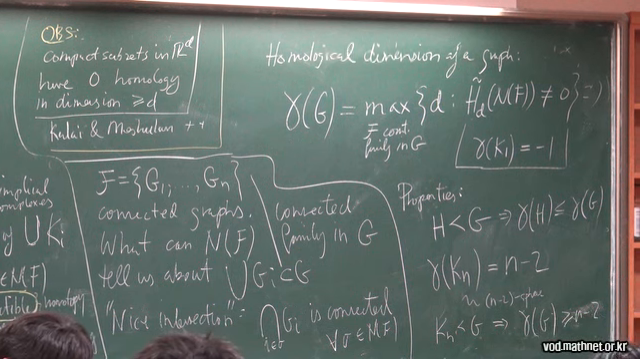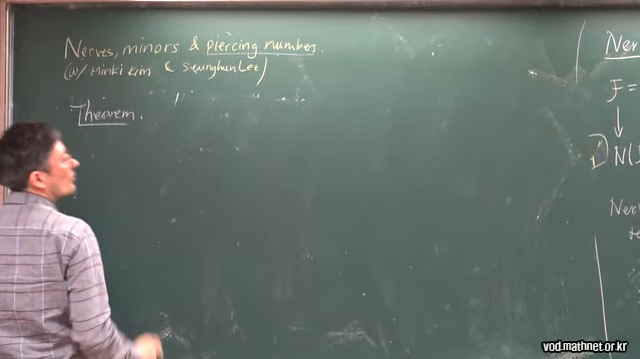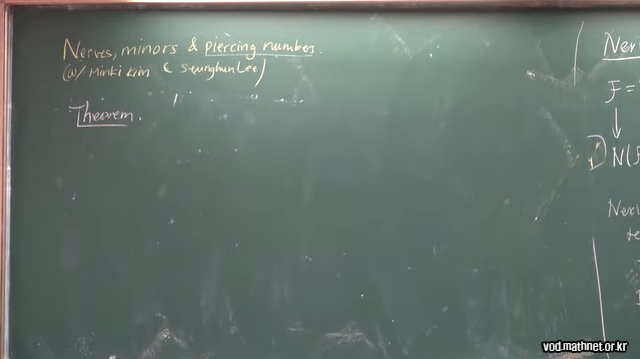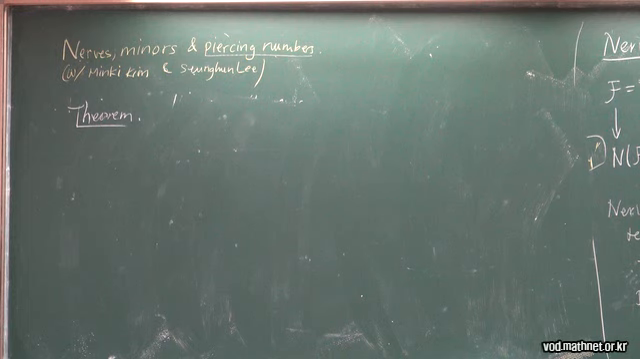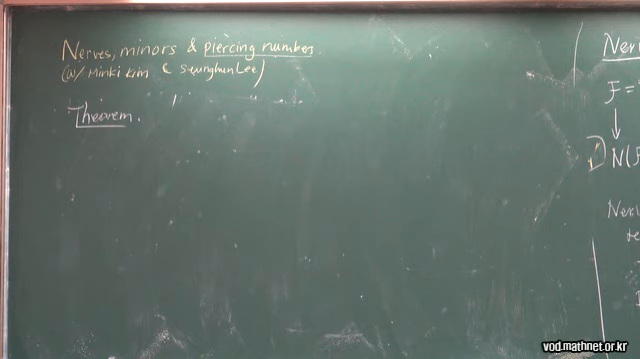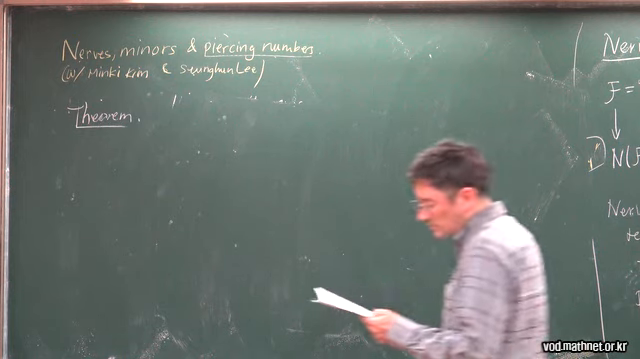So here is one of our results. After defining this, we took some time to come up with it. This observation became very interesting, and the question is, does the converse hold? If the homological dimension is large, does it mean you have a large complete minor?